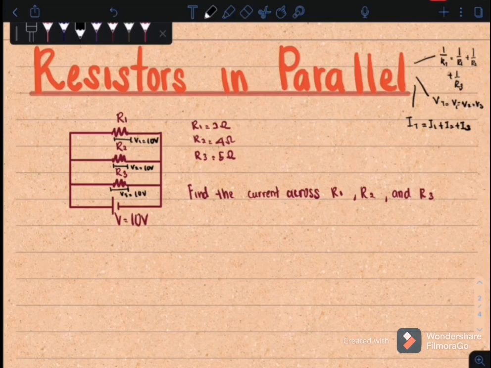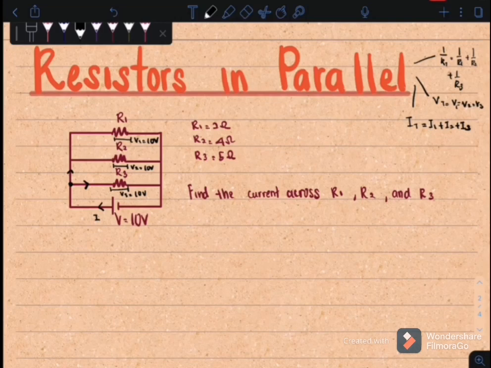to each other. And for current, the current that leaves the power supply is going to meet a junction here and it's going to split. As we can see, the current is going to split as it meets the junction. So we are going to sum the currents across each of the resistors to get the total current. However, the question asks to find the current across R1, R2 and R3. So we want to know the current across R1, R2 and R3.